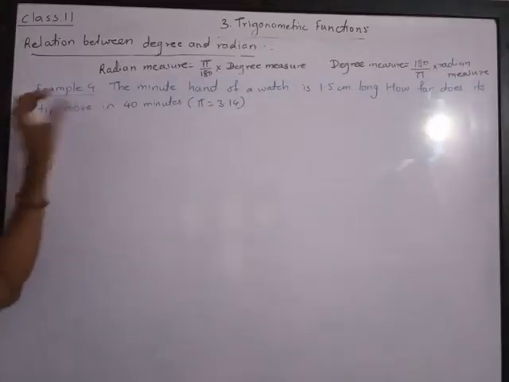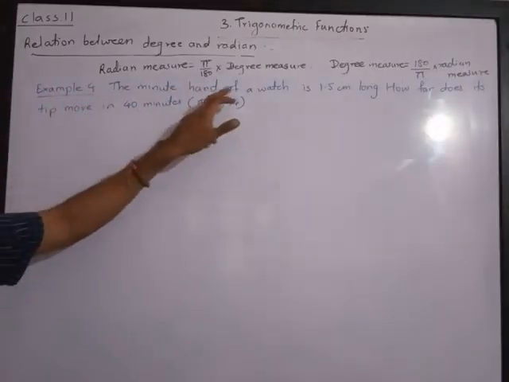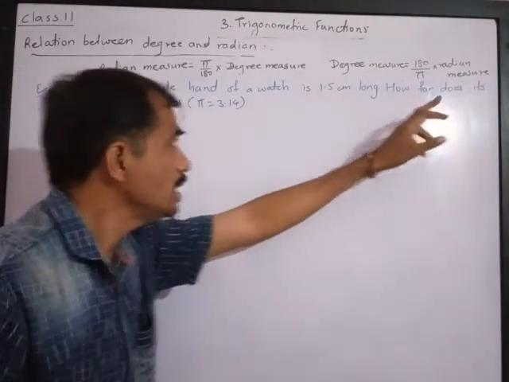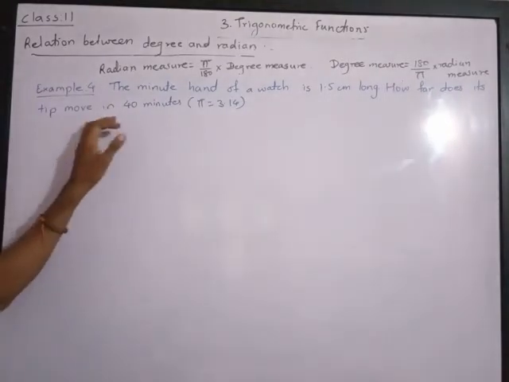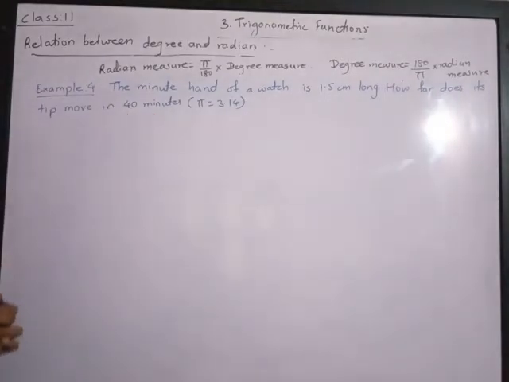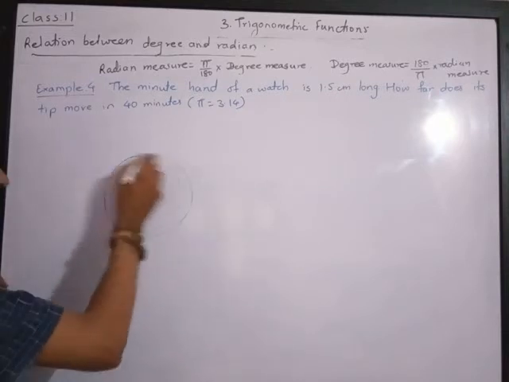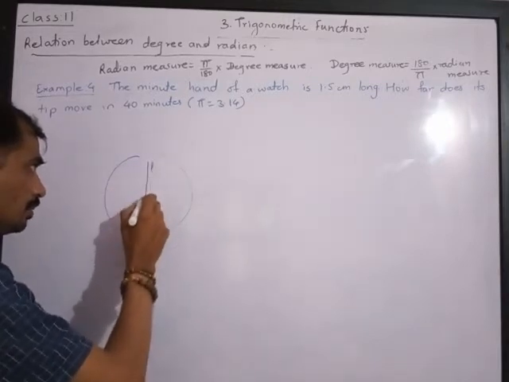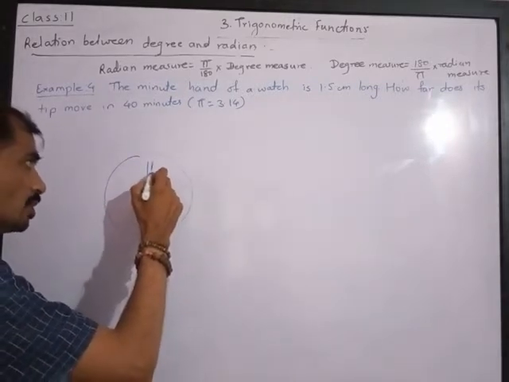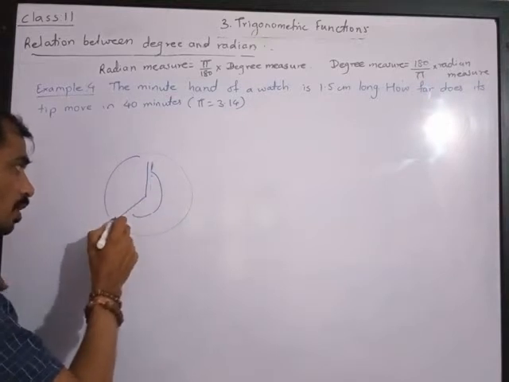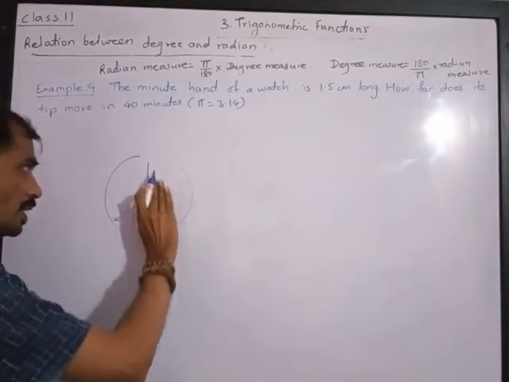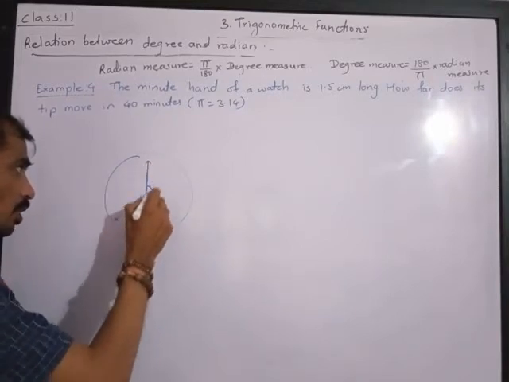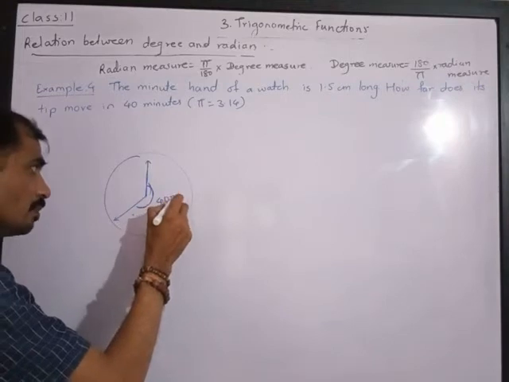Dear friends, the fourth example is: the minute hand of a watch is 1.5 centimeters long. How far does its tip move in 40 minutes? Now try to understand the question. We will take a circular clock, and this is the minute hand from the center. It moves for 40 minutes, so it will move something like this. From here, this is the initial position and this is the final position. So this will be 40 minutes.